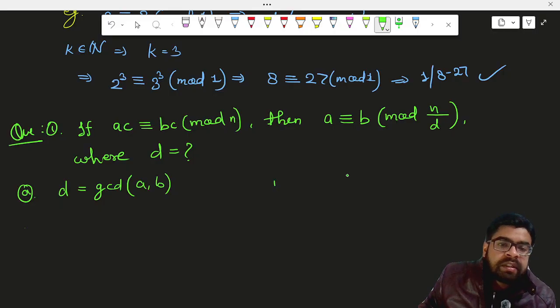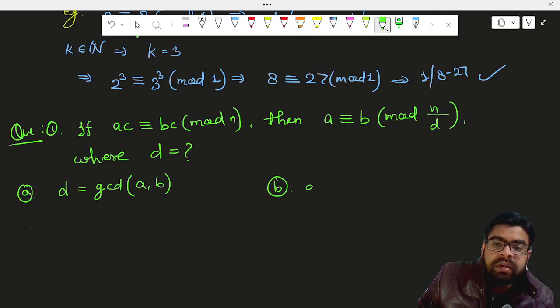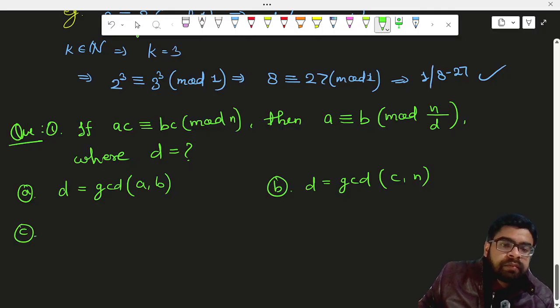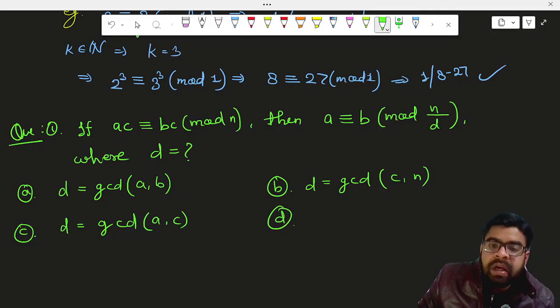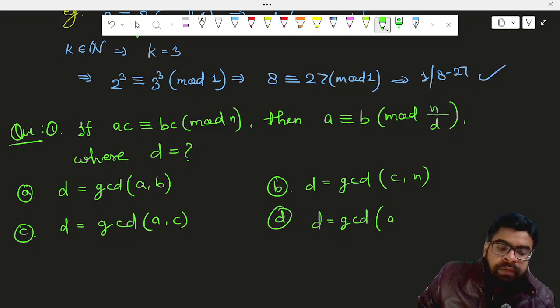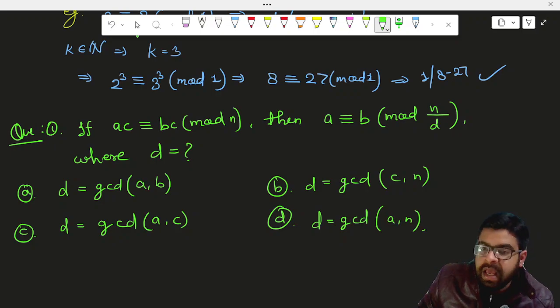The second option is that D is nothing but the GCD of C comma N. The third option is D is nothing but the GCD of A comma C. And the fourth option is D is nothing but the GCD of A comma N.